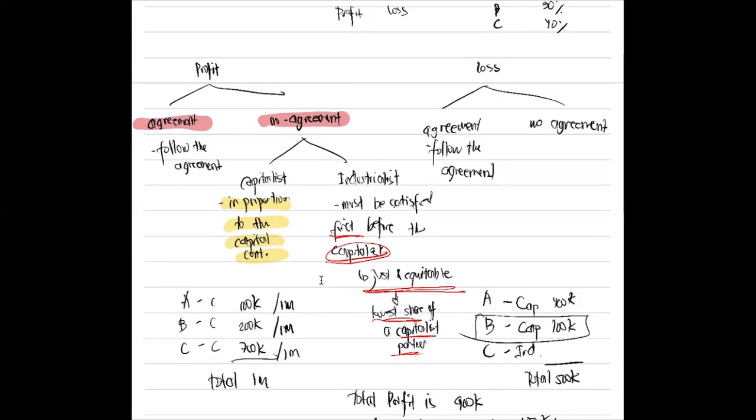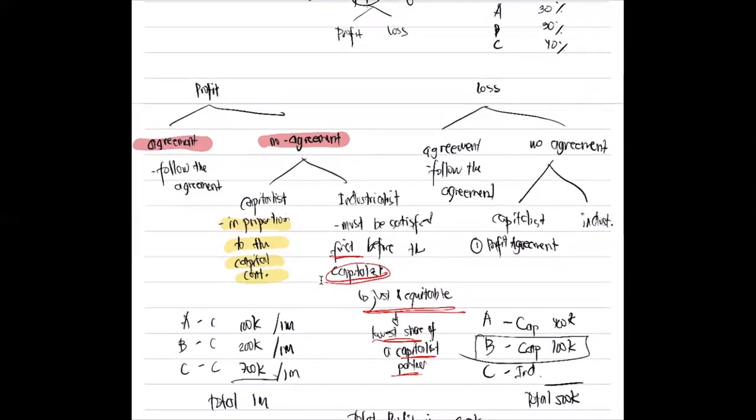If there is an agreement, you follow the agreement. If there is no agreement as to loss, you look whether it is a capitalist or an industrialist. If that is a capitalist, you follow the profit agreement. Sir, what do we mean by profit agreement?